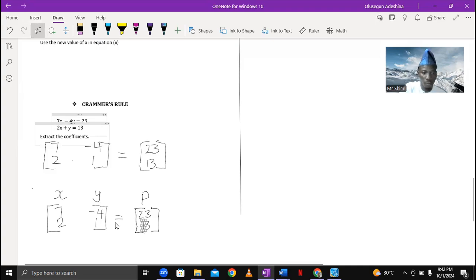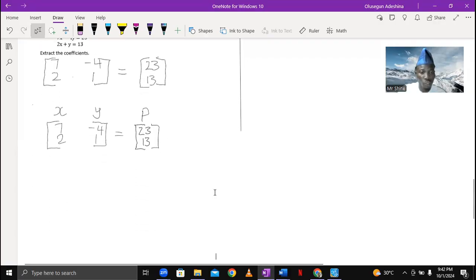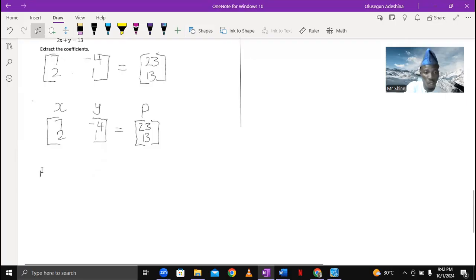Okay. So the next thing to do is this. We are going to find the determinant of the X, Y matrix. That is this matrix. What is the determinant of this matrix? What do we mean by determinant? I'm going to show you.